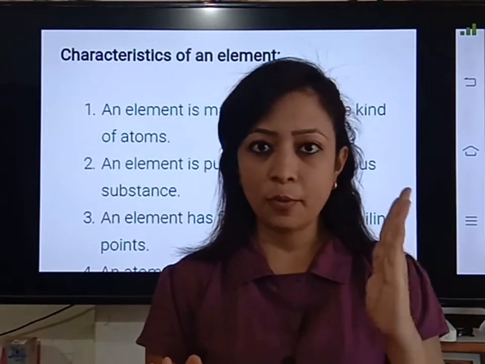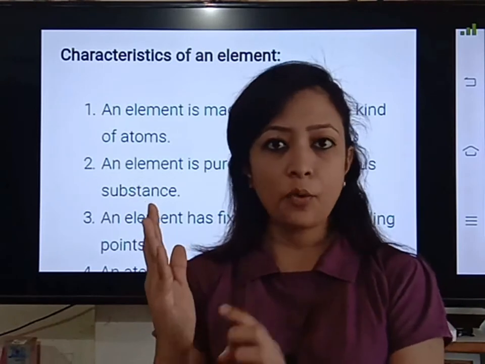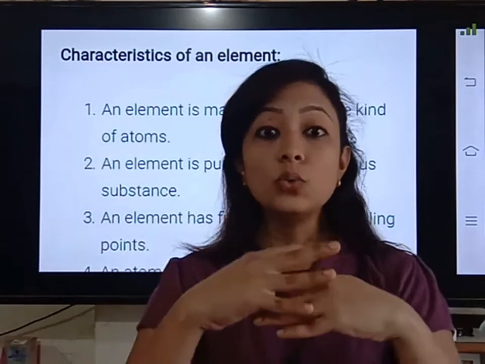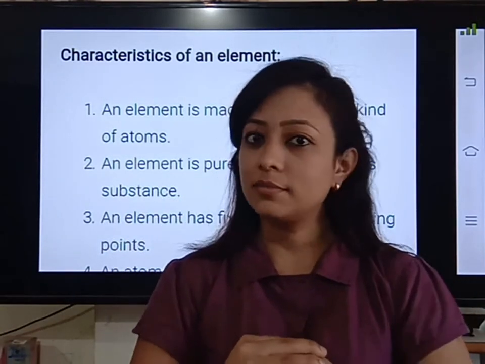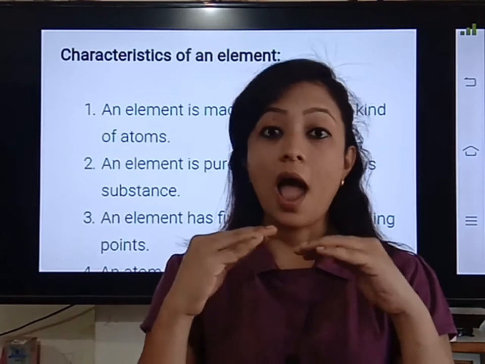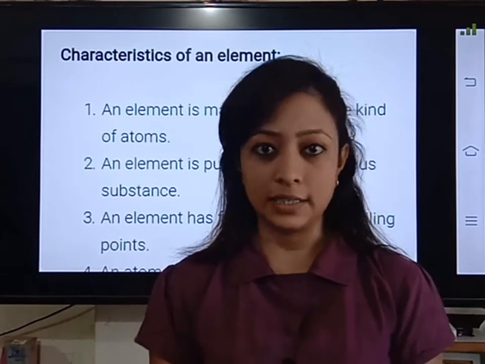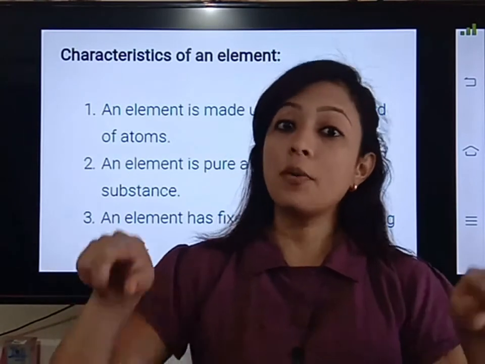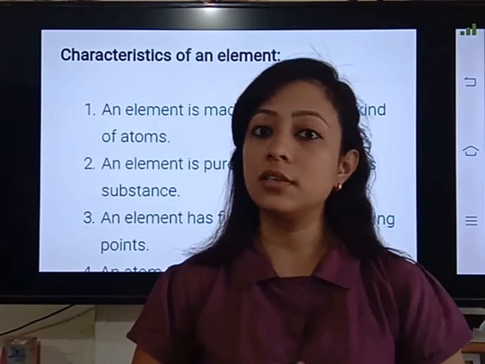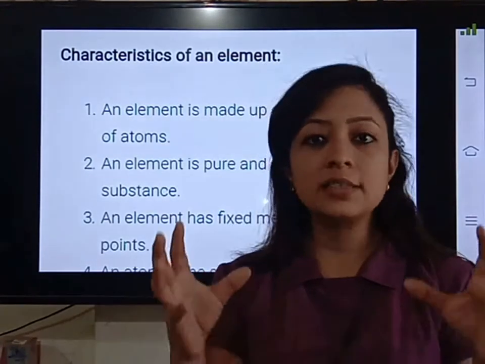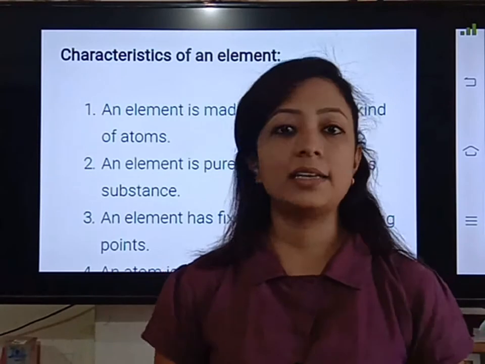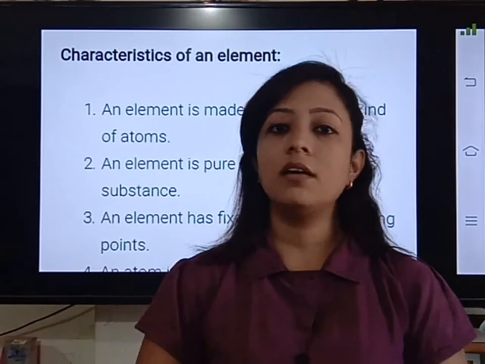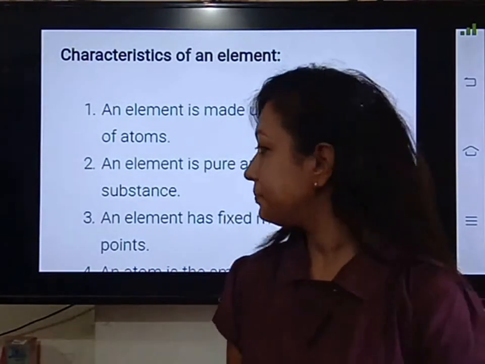The melting point and boiling point of hydrogen is different. The melting point and boiling point of oxygen is different. But when these two elements combine chemically, they form a water molecule, and the characteristics of the water molecule are different. The melting point and boiling point of water is different from that of hydrogen and oxygen alone. It means when the elements are in their pure form, their characteristics are different, and when they combine chemically with another element, their characteristic properties change.